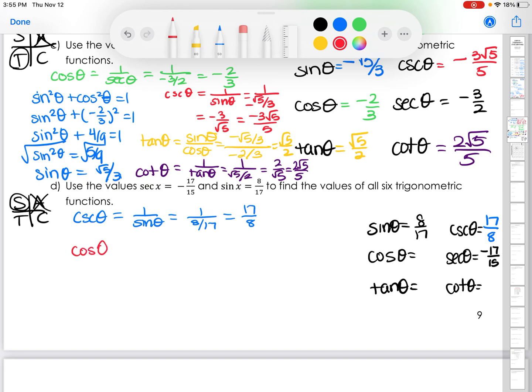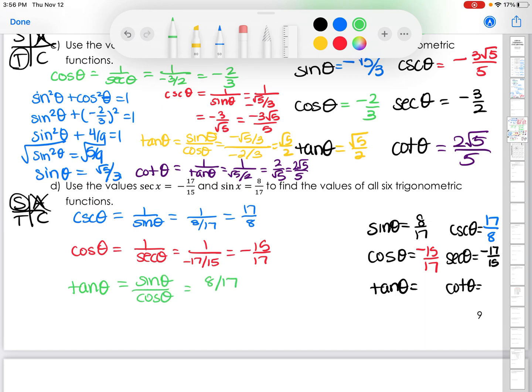Cosine is equal to 1/secant, so that's 1 over -17/15, which is -15 over 17. Last but not least, we need tangent and cotangent. So tangent, remember, is sine divided by cosine. So that's 8 over 17 divided by negative 15 over 17. The 17s cancel, so that's 8 over negative 15, or negative 8/15.